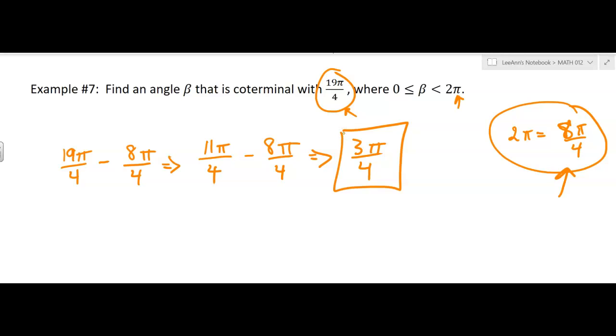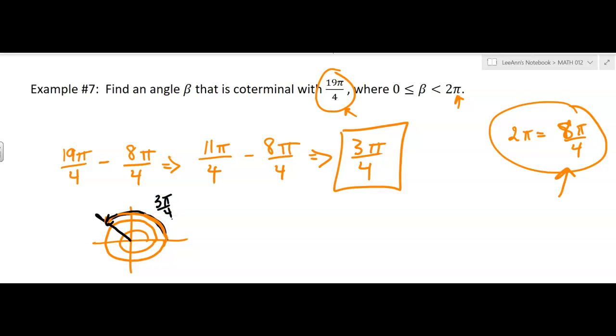We could draw it out again. Here's 2 pi, and then another 2 pi. So that's 16 pi over 4. And then we've got to go 3 pi over 4, which would be over there. For the coterminal angle, it would be just this part right here. That would be the 3 pi over 4. I don't know if you can see it.